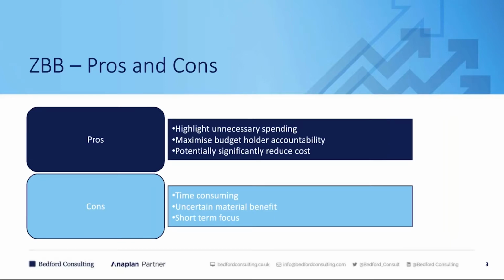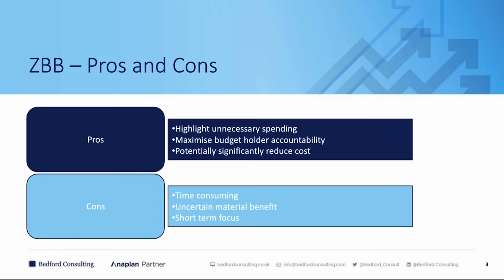We maximize budget holder accountability. And again, because of the nature of justifying every single item in that budget, the budget holder is going to have a reason for putting that piece of the budget forward and of course get approval on that spend. And as a result, it maximizes budget holder accountability because of the detail that the budget holder would have to go into.